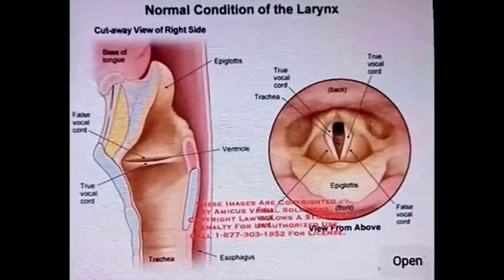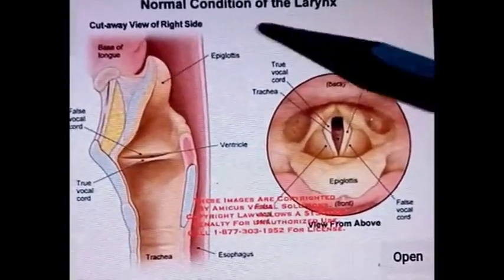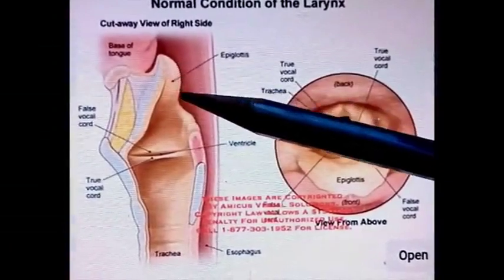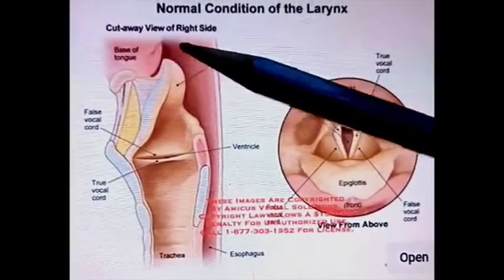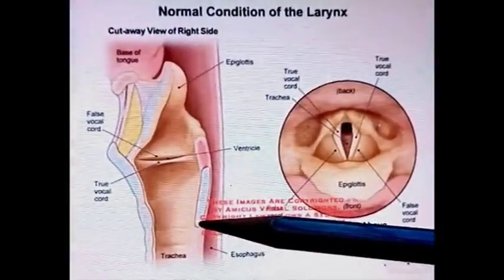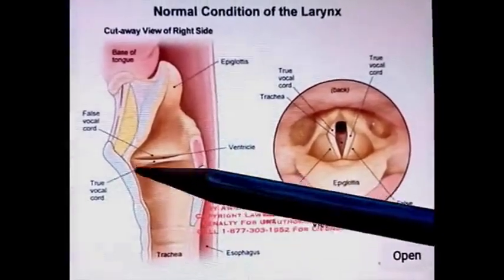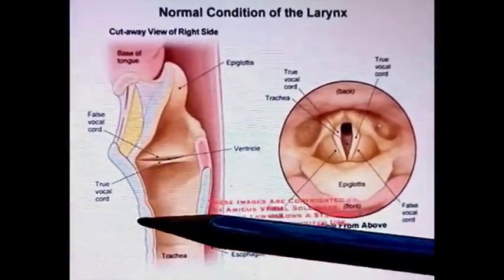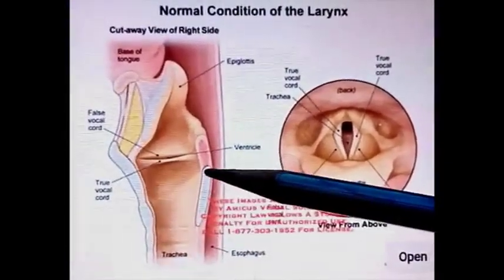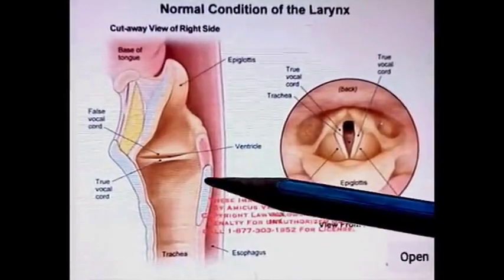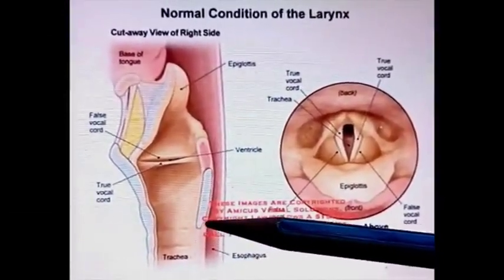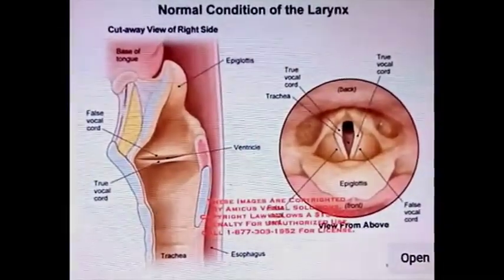Cavity of larynx. The cavity of larynx extends from the inlet of larynx. This is the inlet of larynx area. From here it extends up to the lower border of the cricoid cartilage. So this is thyroid cartilage in front, and below that lies the cricoid cartilage, and the posterior part of cricoid cartilage is larger and visible like this. So the inferior border of cricoid cartilage is the lower limit of the cavity of the larynx.